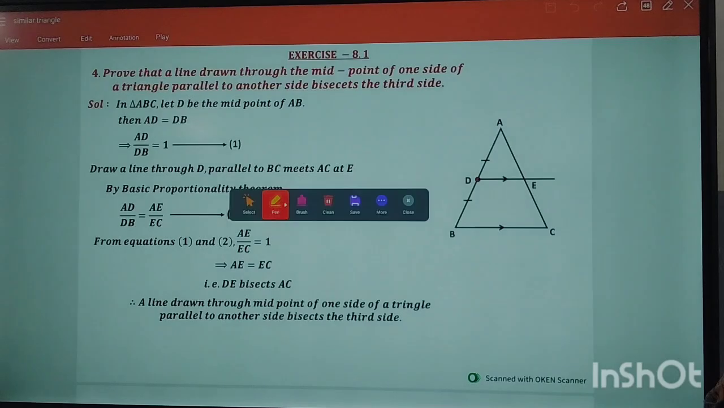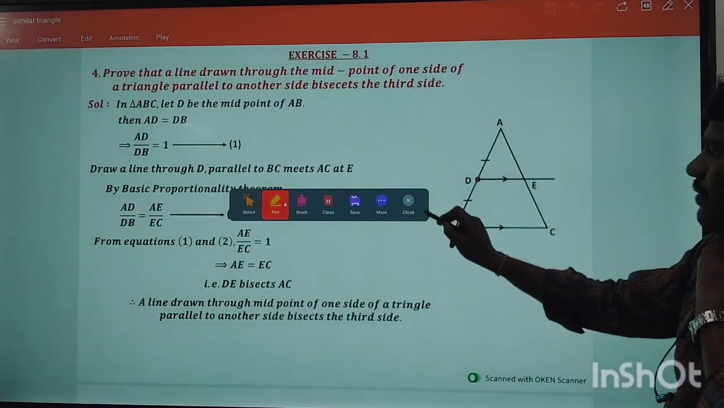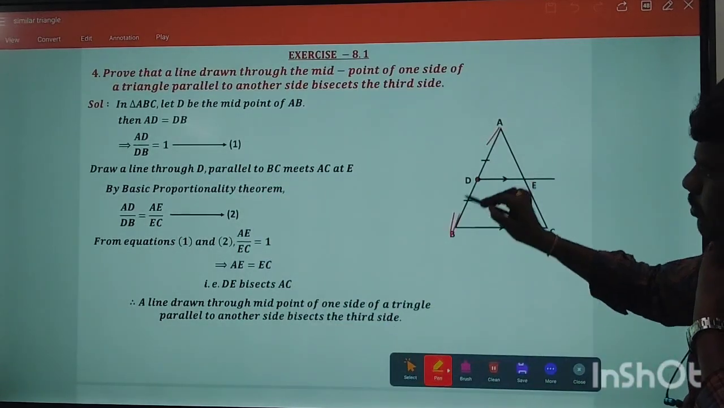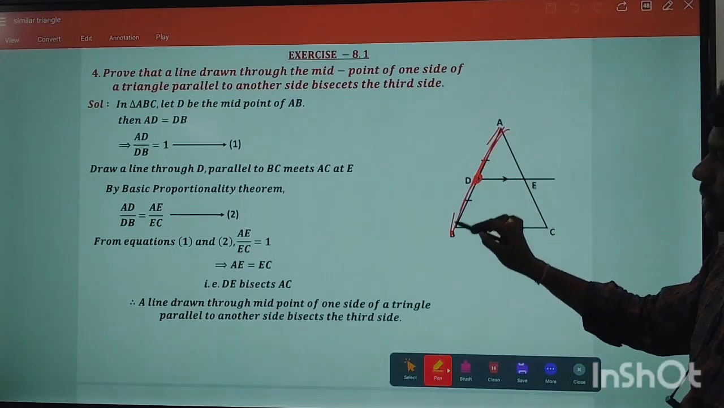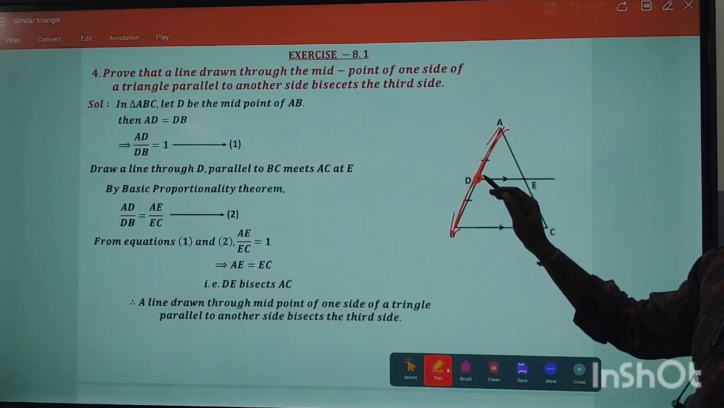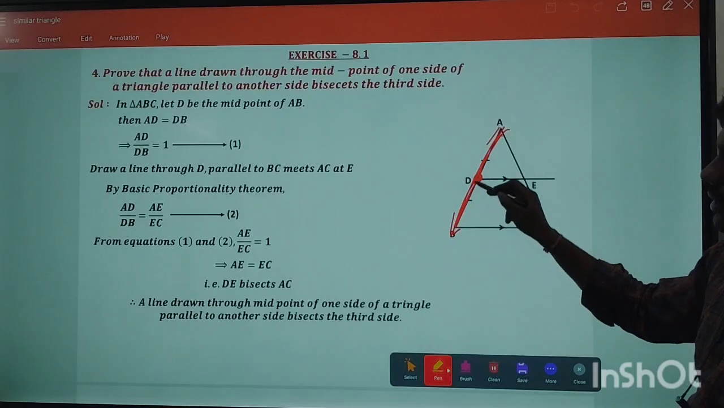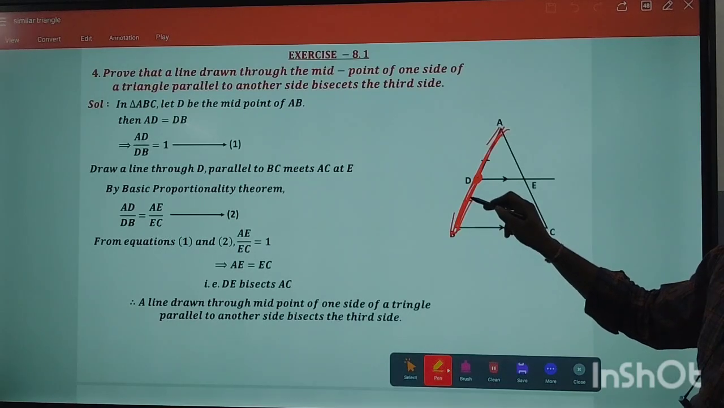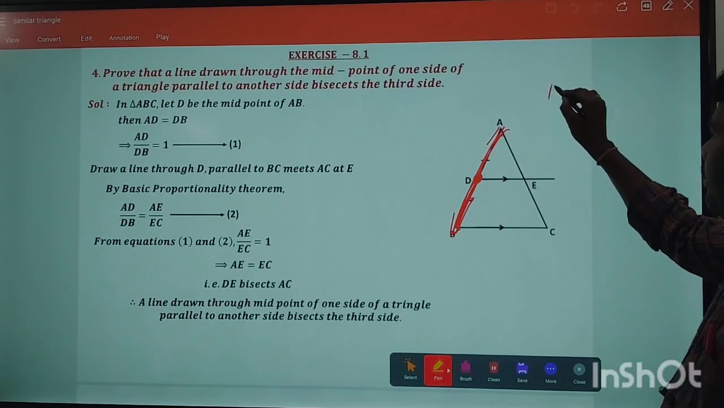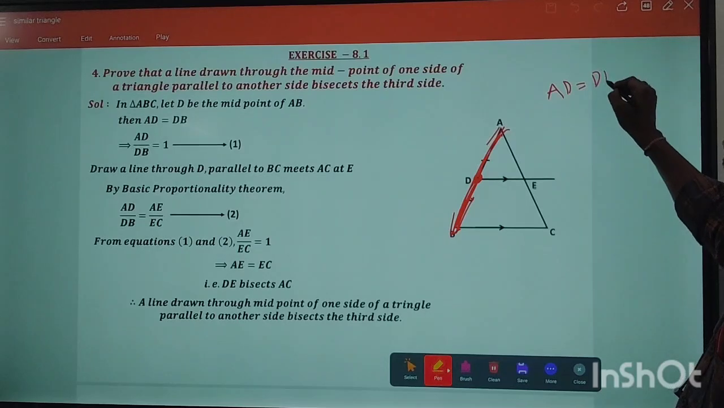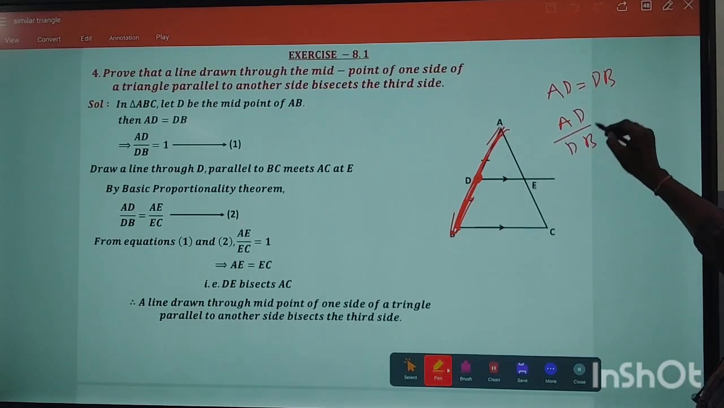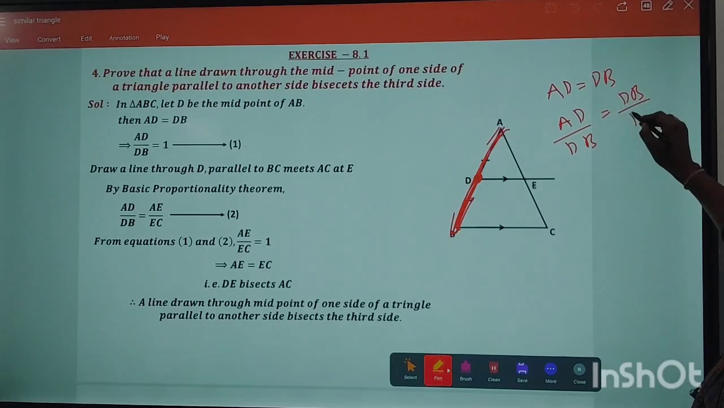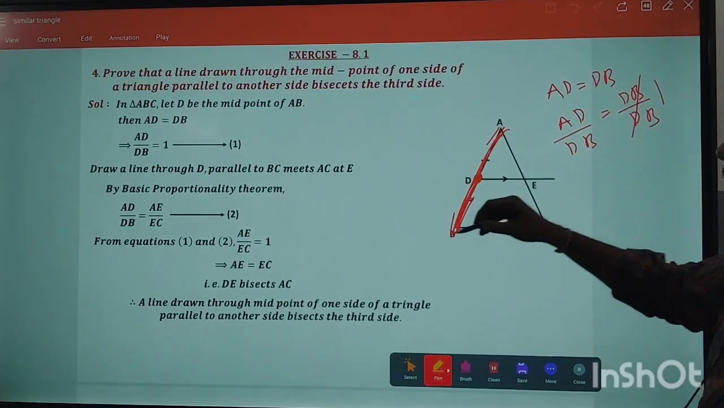In triangle ABC, let D be the midpoint of AB. So AD equals DB. Midpoint means both are equal only. So AD length equals BD length. Okay, so AD equals DB. I am dividing both sides by DB. So this value equals 1.